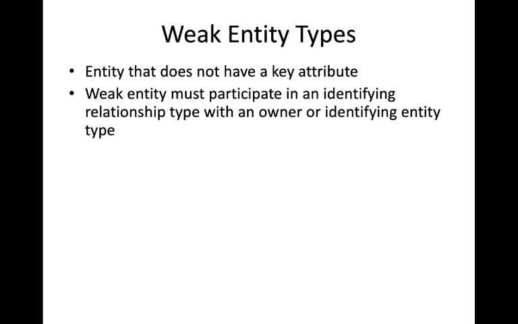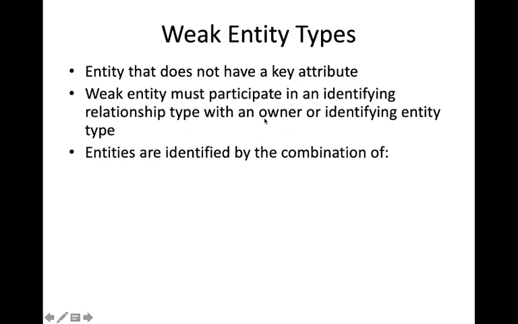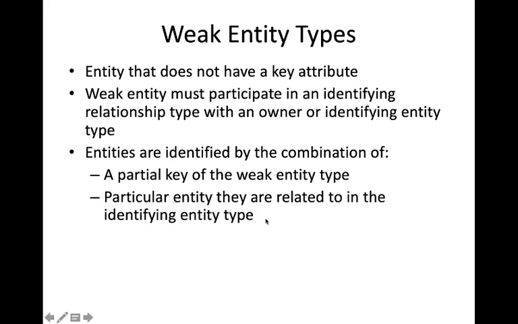Because it does not have a key attribute on its own, if we want to identify a particular row in that table, it will not be possible, as there is nothing to uniquely identify it. So in order to identify it, it should participate in a relationship type with an owner entity. Entities are identified by the combination of a partial key of the weak entity type and the particular entity they are related to in the identifying entity type. We'll see an example, then you'll understand what a weak entity type is.